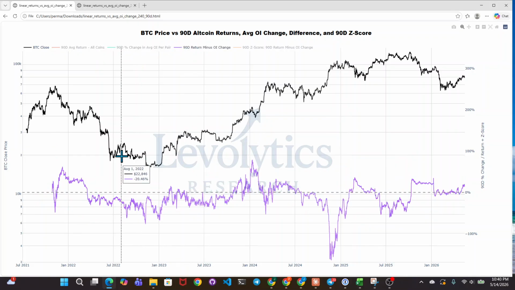And this purple line is what I call the ROI delta, returns minus open interest delta. So like I said, it's as simple as that. The purple line calculates the 90-day returns minus the 90-day percentage change in open interest. So positive values are periods where returns are greater than the change in open interest. These are periods like right now.